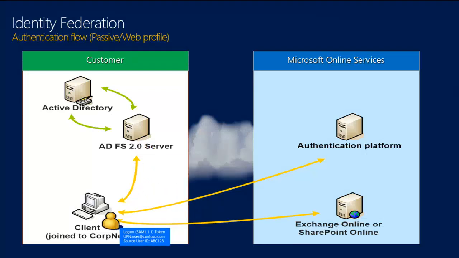The client then follows that URL back up to the authentication platform. We take that, we look up the issuer URI, we check the signature on it, and if all goes according to plan and we can find a user based on source user ID, we will issue an authentication token, or an auth token. And we stick in there a unique ID. In this case, the unique ID is the cloud version that Exchange is waiting for. We take that auth, the client sends it to Exchange Online or SharePoint Online, and away they go.